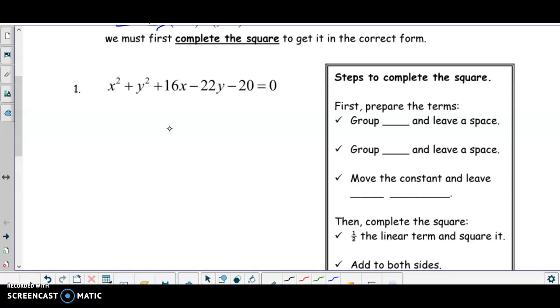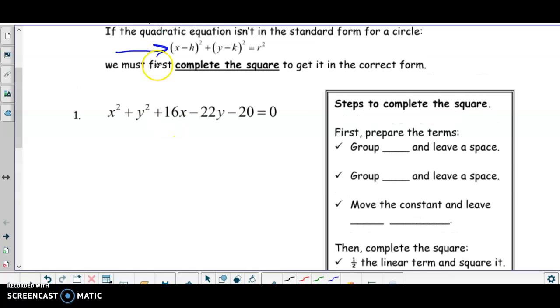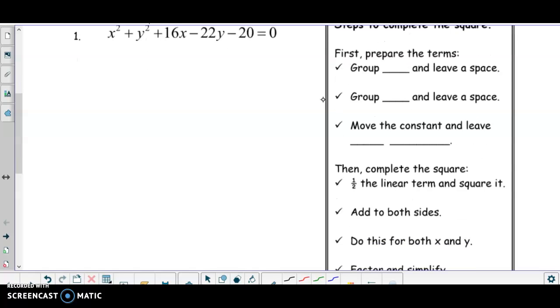So here we have a very long equation, x squared plus y squared plus 16x minus 12y minus 20 equals 0. We want to try to get this all the way back up to our x minus h quantity squared plus y minus k quantity squared equals r squared. The first thing we need to do is group our x's and leave a space, and then group our y's and leave a space. We're going to move our constant, if we need to, to the right, and leave a space or two, depending on how many we left on the left-hand side.